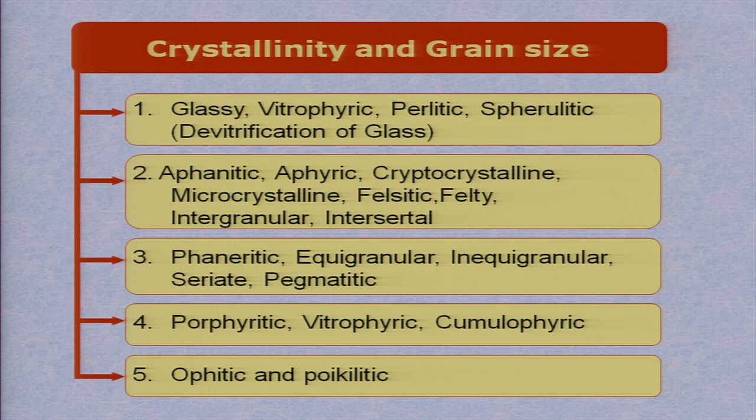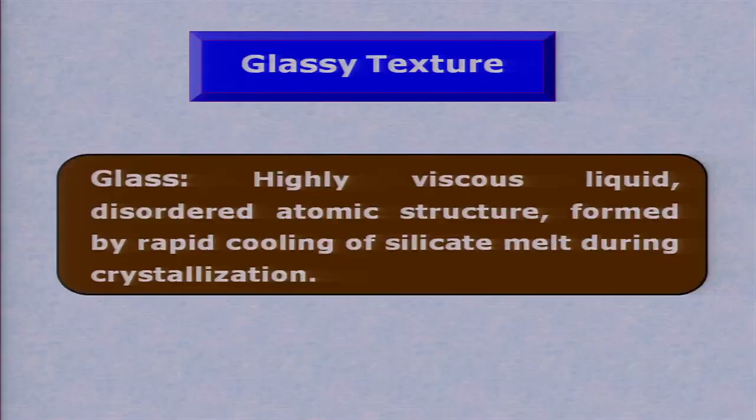Third one is phaneritic texture, which is equigranular, inequigranular, seriate, and pegmatitic texture. These are the varieties of phaneritic textures. Fourth one is porphyritic texture, which can be vitrophyric or cumulophyric. Fifth one is ophitic and poikilitic. I will discuss each kind of texture separately in a detailed context.